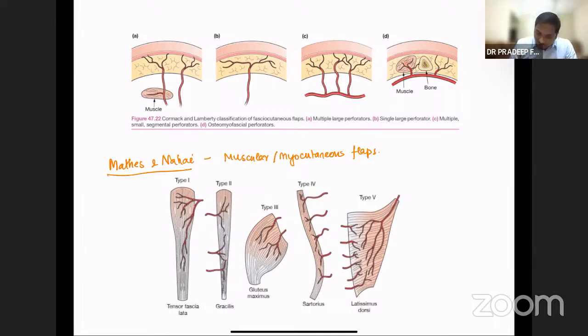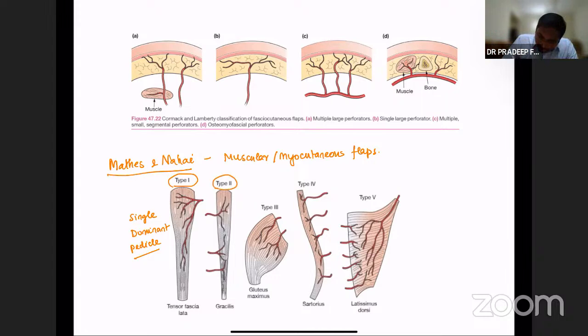So the type 1 muscle has a single dominant pedicle. The common example is the tensor fascia lata muscle, present on the lateral aspect of the proximal thigh. This tensor fascia lata is commonly used to cover groin reconstruction. Like for a penile cancer where you remove excess skin, in such cases for primary closure you can place a tensor fascia lata flap.